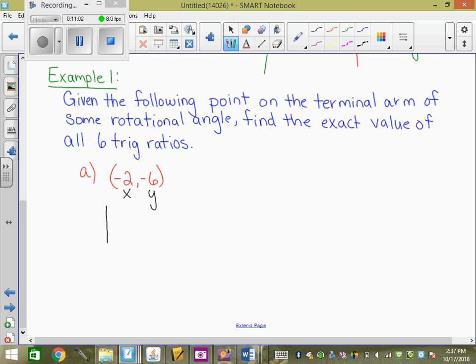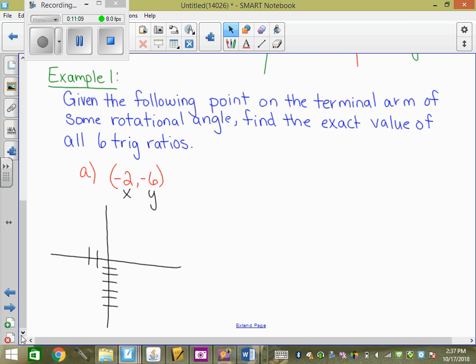So -2, 1, 2, 3, 4, 5, 6. Here's my point. Now it says, given the following point on the terminal arm, so that's where the arm ends, where does the terminal arm start? 0, 0. And where do we always draw towards, the x-axis or the y? The x-axis. That's where we go for reference angles. That's where we go for drawings. Right?